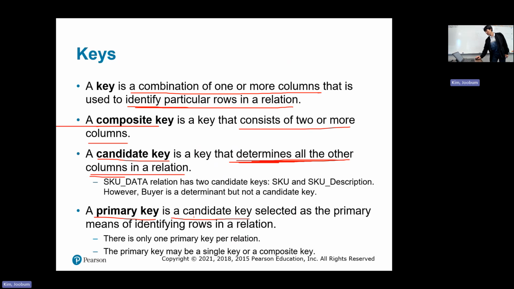So after that, you can choose a primary key out of candidate keys. A primary key is a candidate key selected as the primary means of identifying rows in a relation. So if we have a table or relation, we select determinants. And then from determinants, we select candidate keys. And then out of the candidate keys, you can pick the primary key.